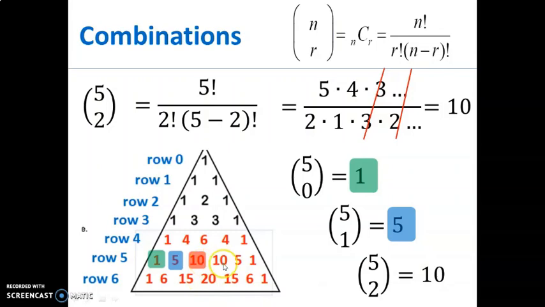So this would be 5 choose 3, 5 choose 4, 5 choose 5. Notice we start with 0, and we begin with 0 there. So that's an important connection we saw earlier in the course. We're going to use this now in this lesson, so let's keep moving ahead.